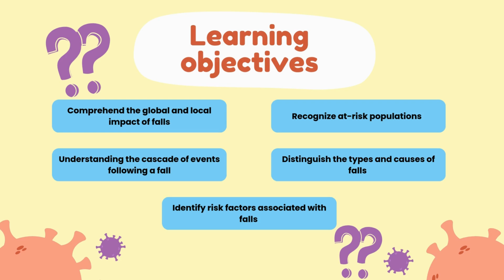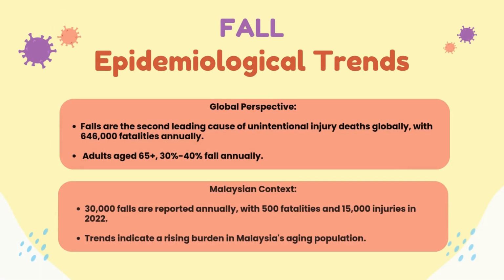By the end of this module, you will have a deeper understanding of how to assess and mitigate fall risks effectively. Falls are a major global health concern. From a global perspective, falls are the second leading cause of unintentional injury deaths, resulting in 646,000 fatalities annually. Among adults aged 65 and above, 30% to 40% experience falls each year. Looking at the Malaysian context, 30,000 falls are reported annually, leading to 500 fatalities and 15,000 injuries in 2022.